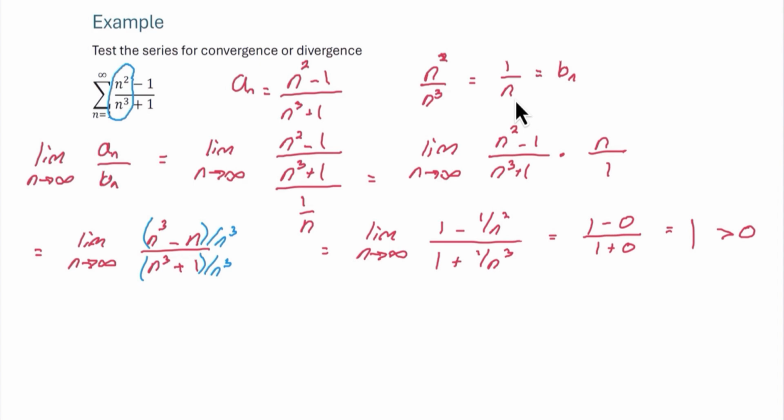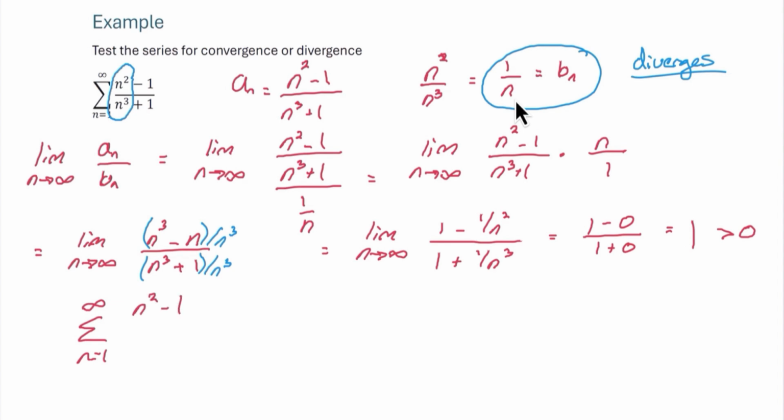And since the limit is bigger than 0, we know that both series converge or diverge. Which one is it? Look at what we chose for b sub n. b sub n is the harmonic series, which we know diverges. So since that one diverges, the original must also diverge. n squared minus 1 divided by n cubed plus 1 diverges by the limit comparison test.